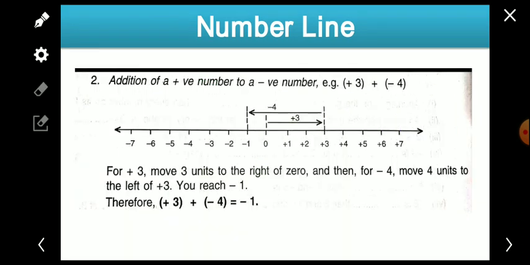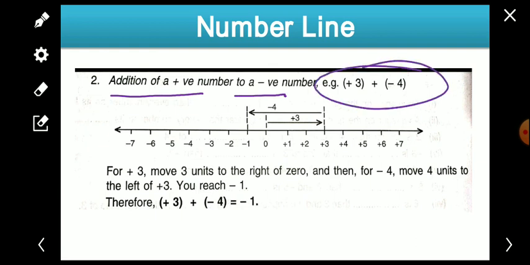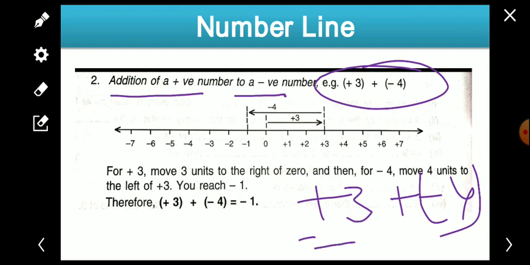Now we'll move to the next topic, addition of a positive number to a negative number. It means one positive number and one negative number will be there, then how to add. So for example, here we have taken the numbers plus 3 and minus 4. These two numbers we have to add. If we add these two numbers, then what will be the sum?